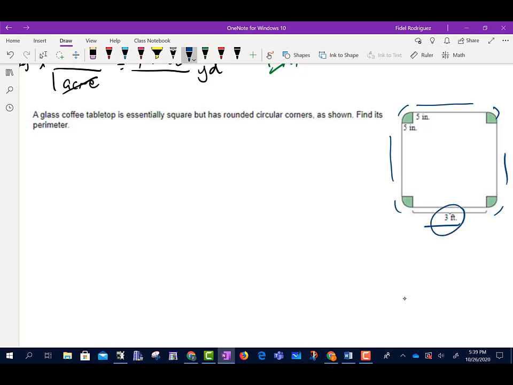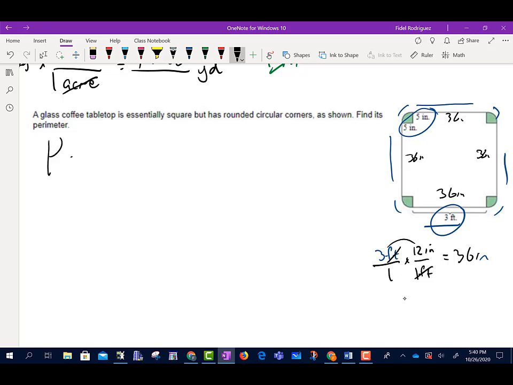Now, the one thing I want you to notice, these are in feet, and this part is in inches. So let's convert the feet into inches. So remember, 3 feet, if I'm going to convert it into inches, this is 3 over 1 times 1 foot. It's the same thing as 12 inches. So 3 times 12 is 36 inches. So this is 36 inches, 36 inches, 36 inches, 36 inches.